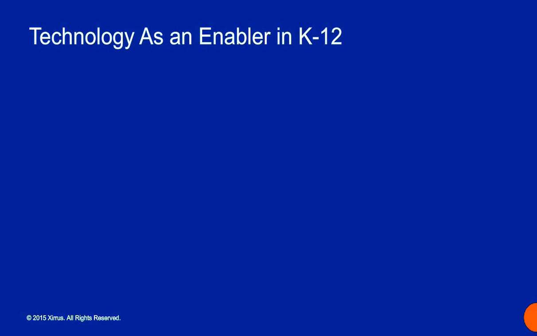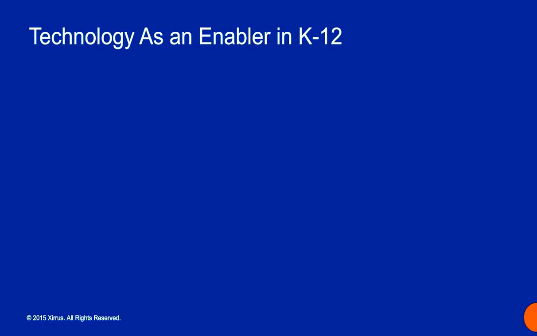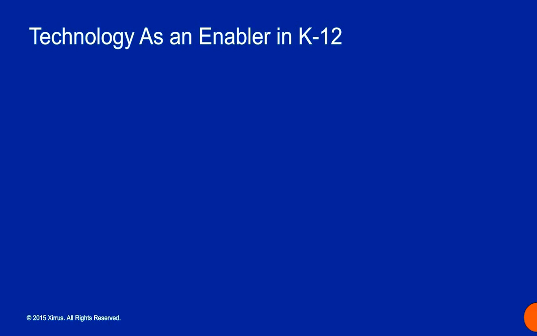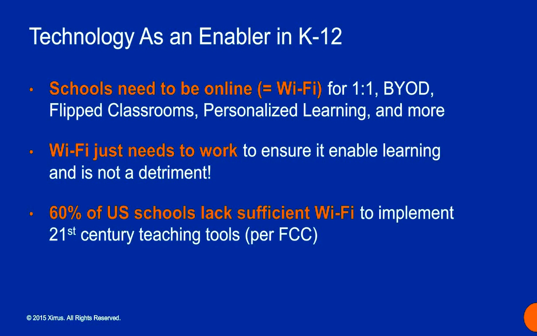And the challenge that we typically see, however, is that, let's see here, the slide isn't coming up for me. Okay, here. So the challenge that we see is that the Wi-Fi itself just needs to work, and oftentimes that's not the case. The FCC has actually indicated from their side that up to 60% of U.S. schools lack the sufficient infrastructure to support this.